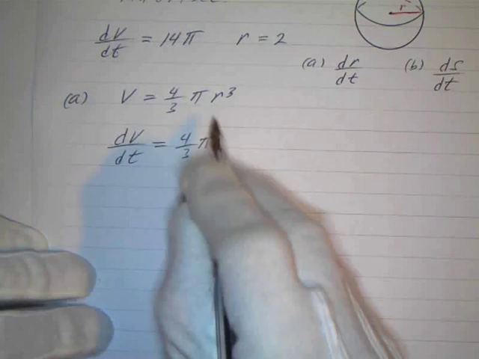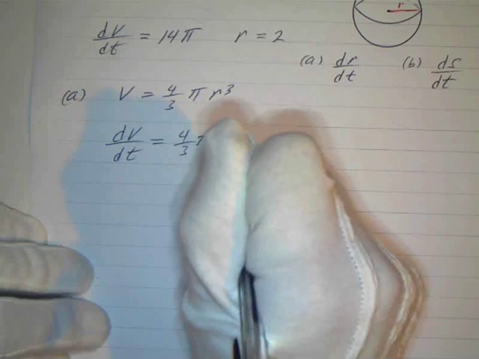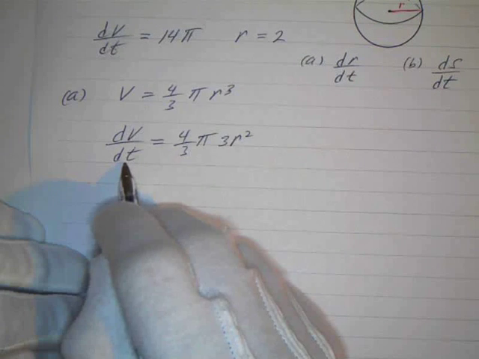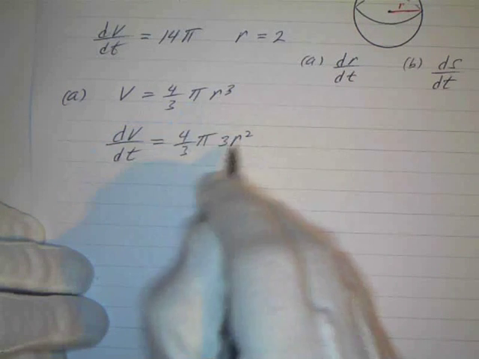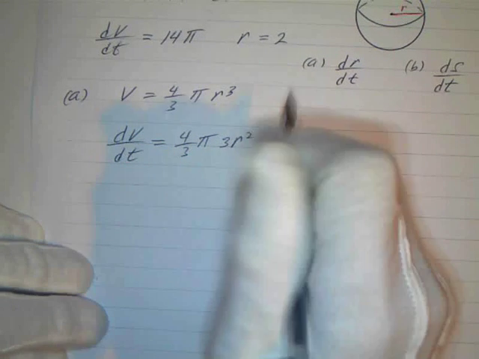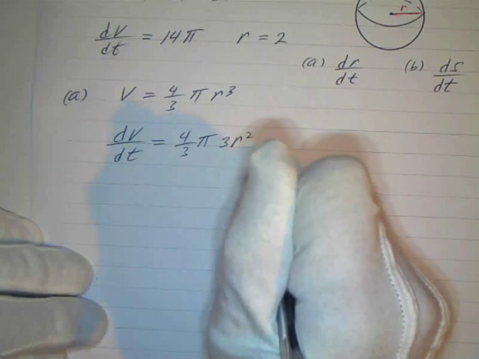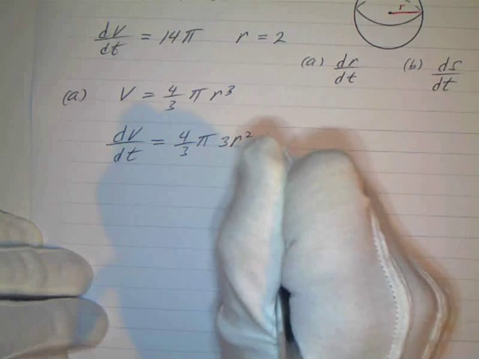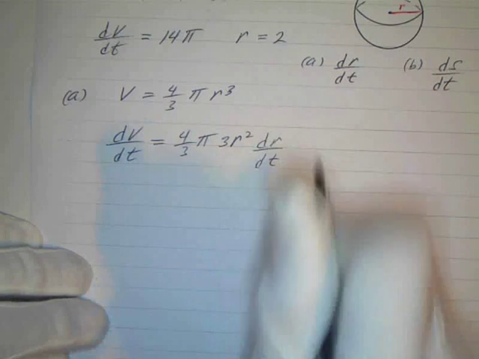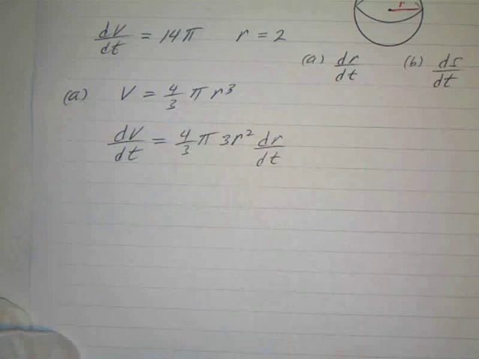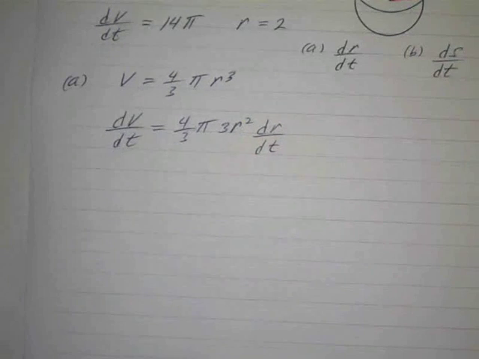4/3 pi, and then what's the derivative of r cubed? We're going to use the power rule. That's going to be 3r squared. Now we're taking the derivative of r with respect to t, so we're doing this implicitly, and it's kind of like the chain rule. What's the derivative of r with respect to t? That would be dr/dt. If we were taking the derivative of r with respect to r, it would be dr/dr, which is just 1. But since it's with respect to time, that's dr/dt. So here's your implicit differentiation, your chain rule, and your power rule. We're doing three things there, so make sure you're aware of that.